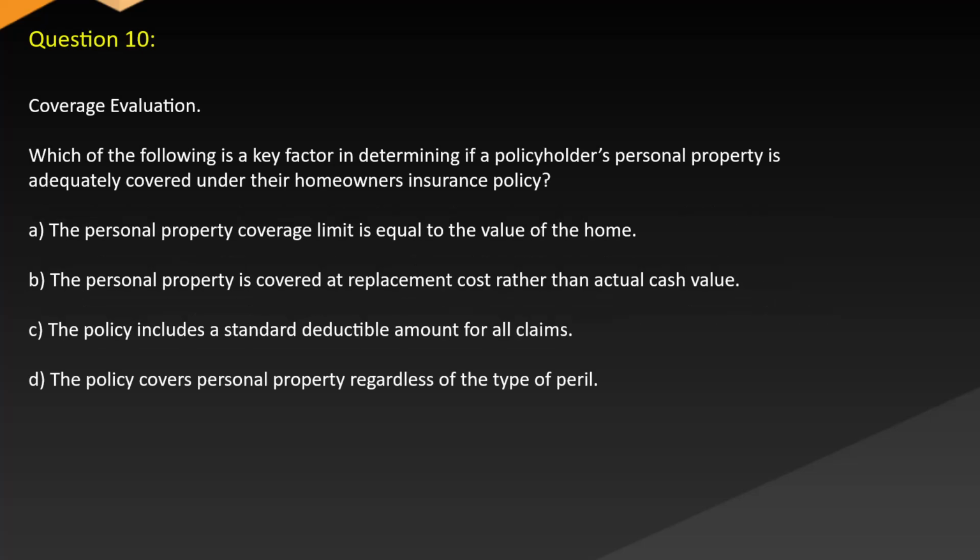Question 10. Coverage evaluation. Which of the following is the key factor in determining if a policyholder's personal property is adequately covered under their homeowner's insurance policy? A. The personal property coverage limit is equal to the value of the home. B. The personal property is covered at replacement cost rather than actual cash value. C. The policy includes a standard deductible amount for all claims. D. The policy covers personal property regardless of the type of peril.